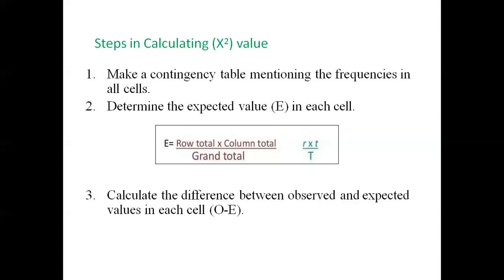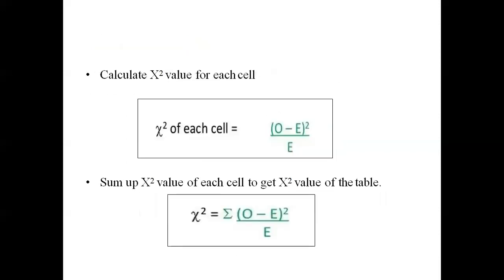Then you will calculate the difference between observed and expected value in each cell. For calculating chi-square, you need to know the difference. Then calculate the chi-square for each cell, using our general formula: observed minus expected, whole squared, divided by expected. Then you will sum all the chi-square values of each cell to get the chi-square value of the whole table.